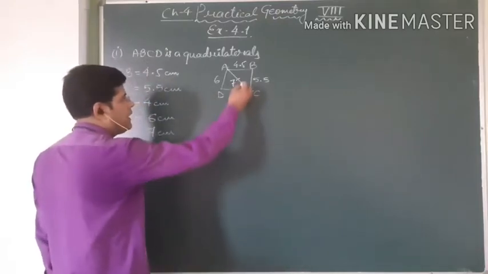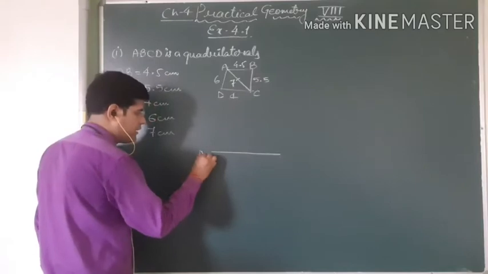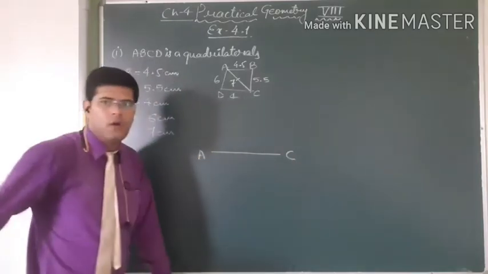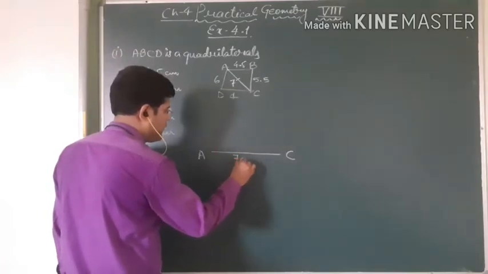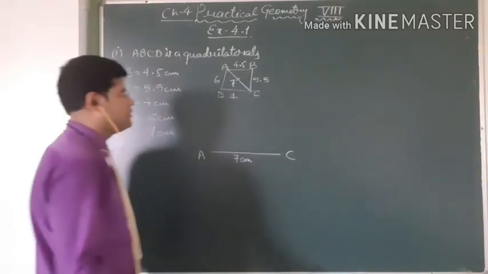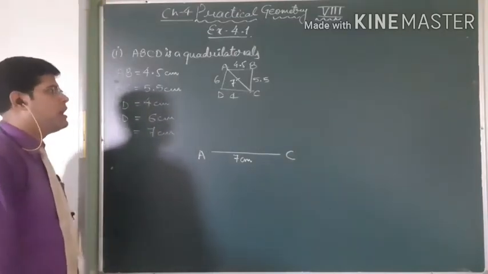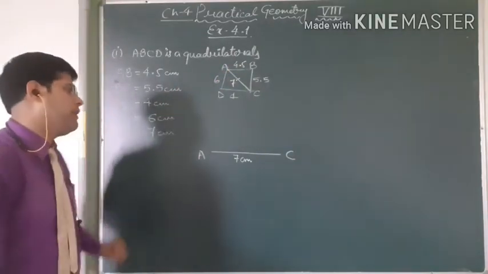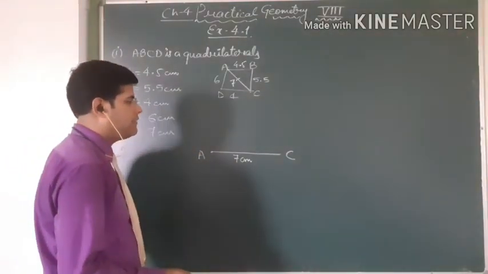Firstly we have to make AC, the diagonal. This one is referred to as AC. Okay students, this AC is of length 7 cm. We have to write centimeter also with the number which is given as length. Now AB is equal to 4.5. Through the point A, take an arc of 4.5 cm.